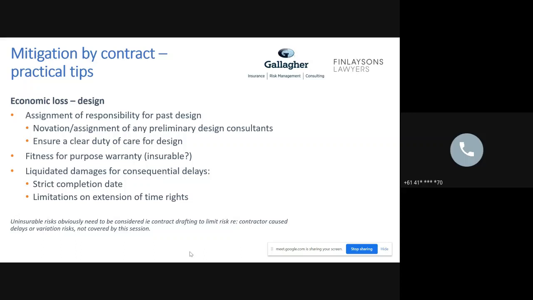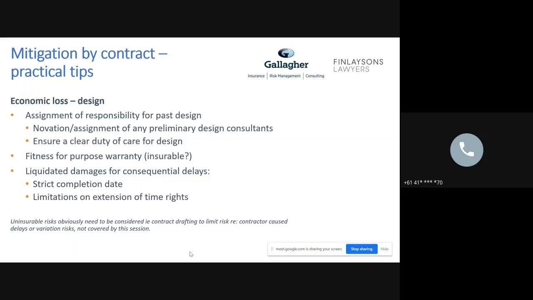And the last note here is we're obviously focusing today on insurable risk. So I'm not going into issues such as how to protect yourself by contract in relation to other delay or variation risks or time bars, etc. In a contract, but obviously those things would need to be considered as well at the drafting and negotiation phase.